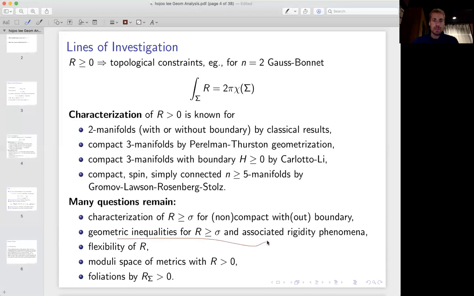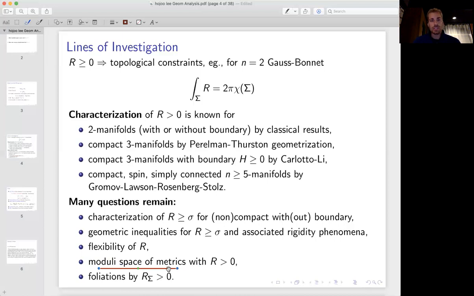This is true not just in the context of GR, by the way. You can look at inequalities like this for stable minimal surfaces or for minimal surfaces with Morse index 1, for instance. You've got rigidity in that setting as well when the scalar curvature has a lower bound of this form. And then there's flexibility phenomena for R. So I'm really thinking here of gluing results or interpolating between two scalar curvatures or results of that nature. Moduli space questions, of course, is a huge subject, right?